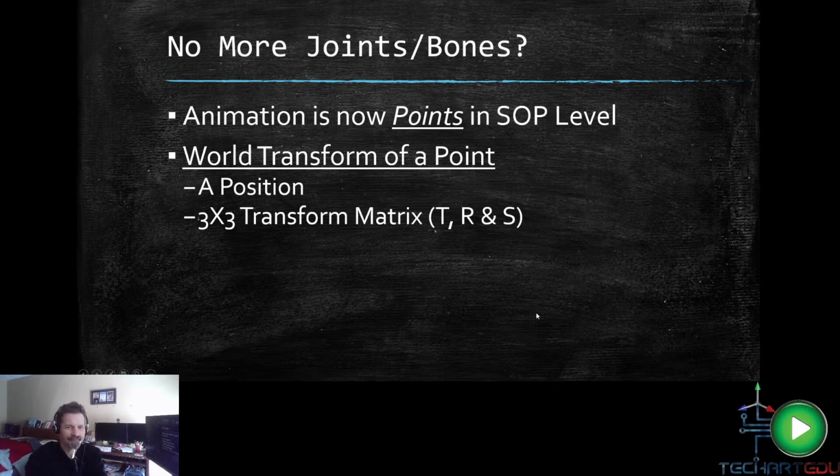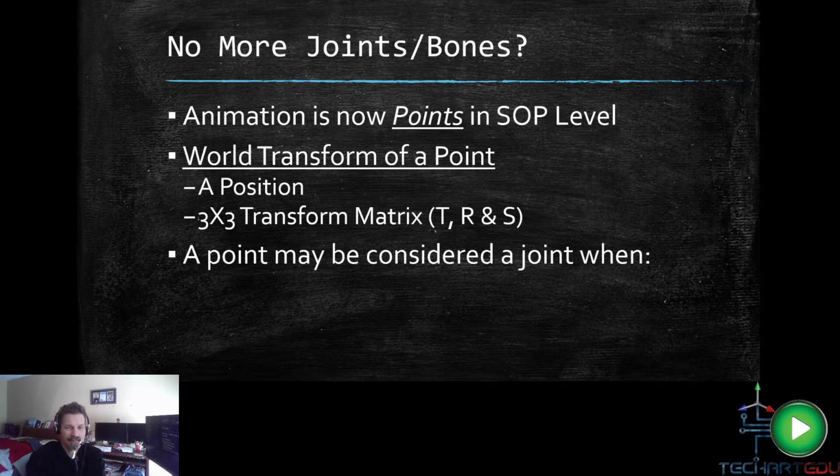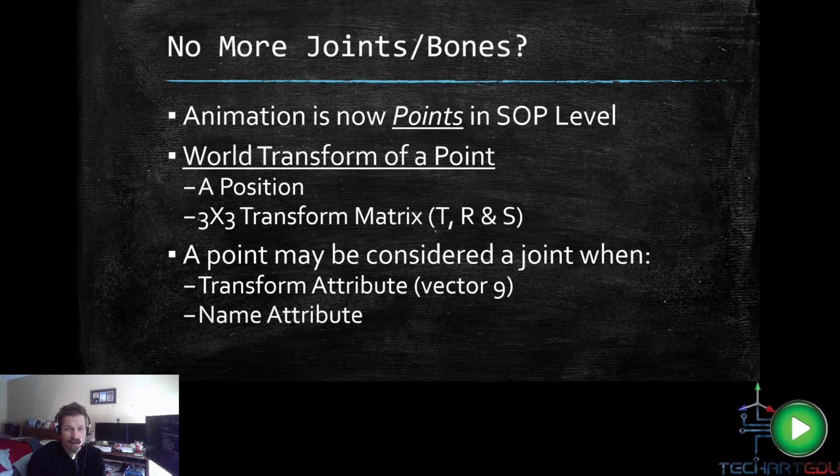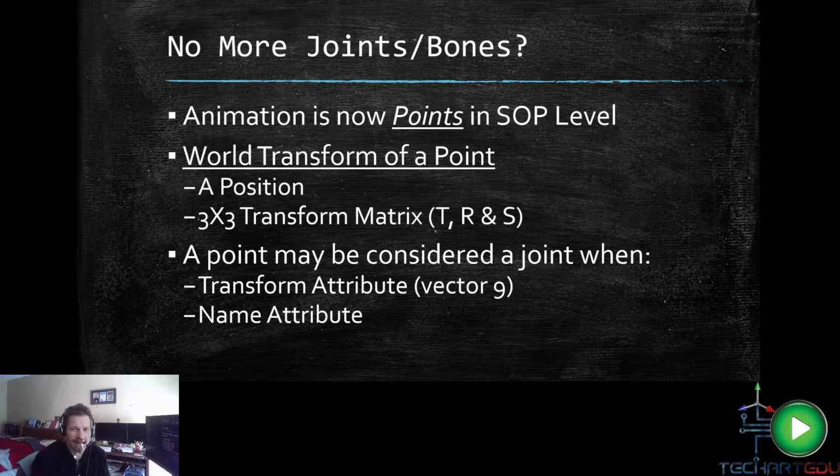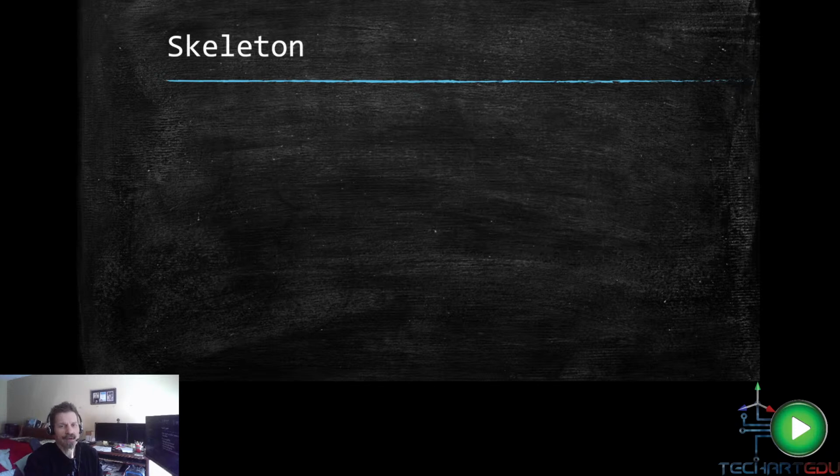All right, getting back, a rig is now a series of points, and along with that point is a 3 by 3 matrix. A point may be considered a joint only when the transformation attributes are a vector 9. It's got a name attribute. And so when you've got a position attribute, a name, and a transform attribute, that's when it can be called a joint.